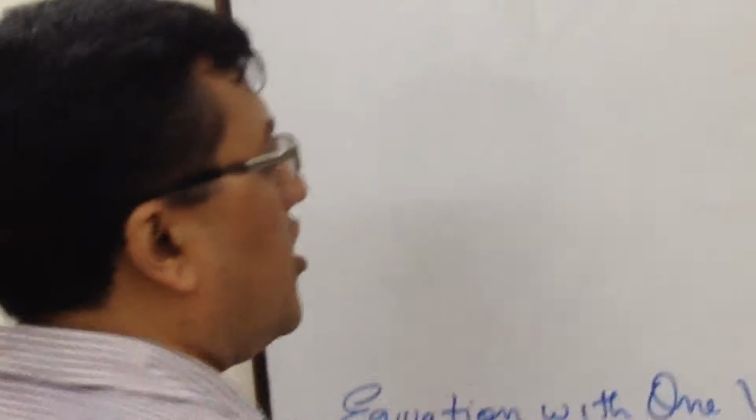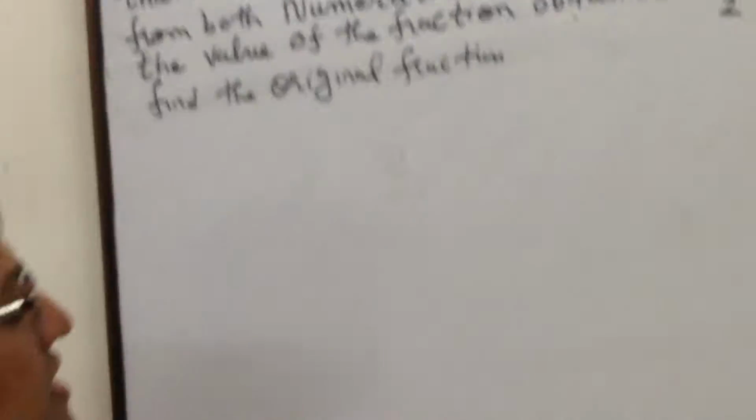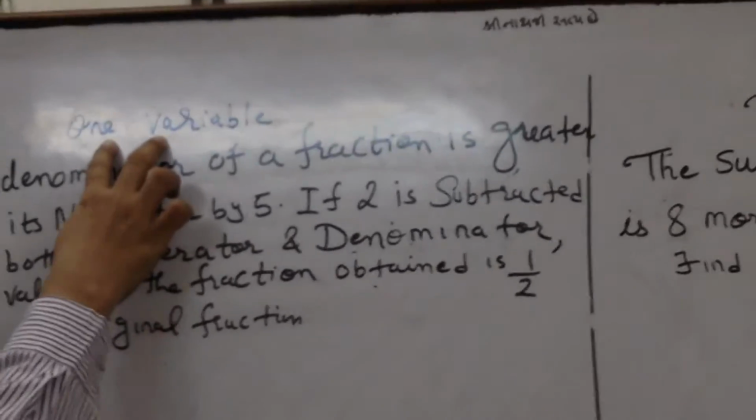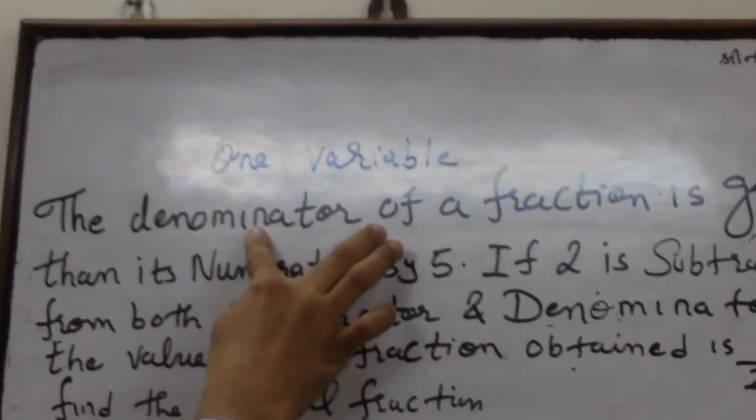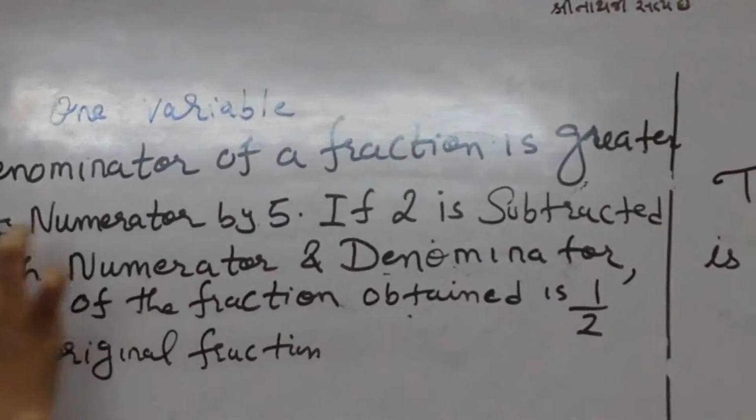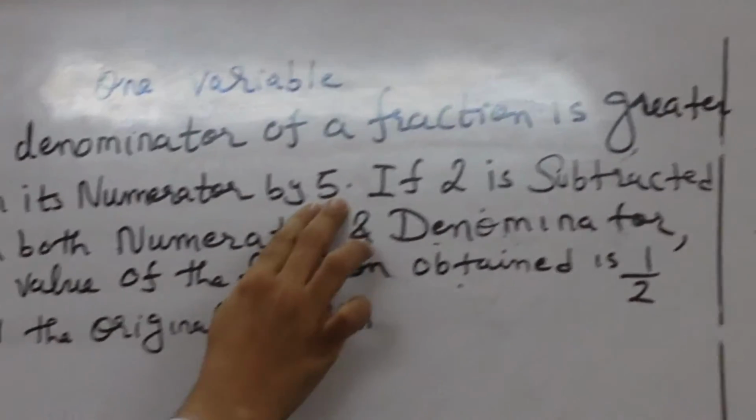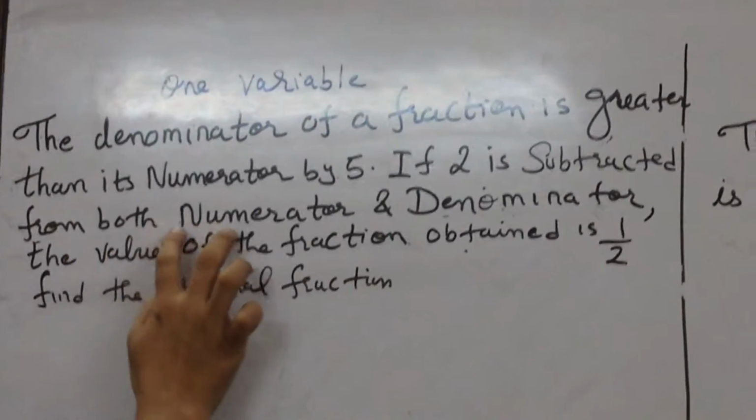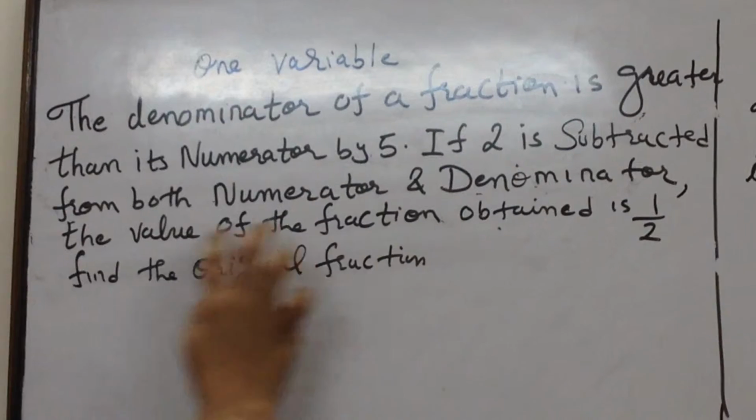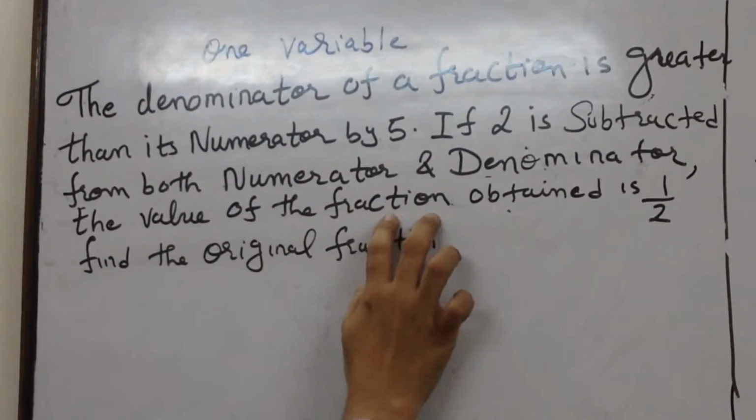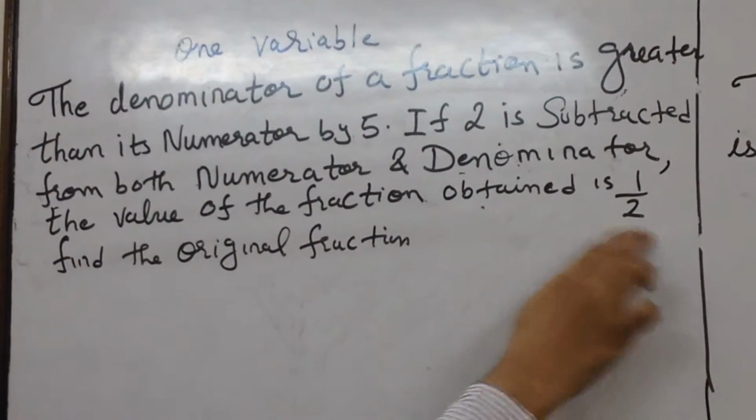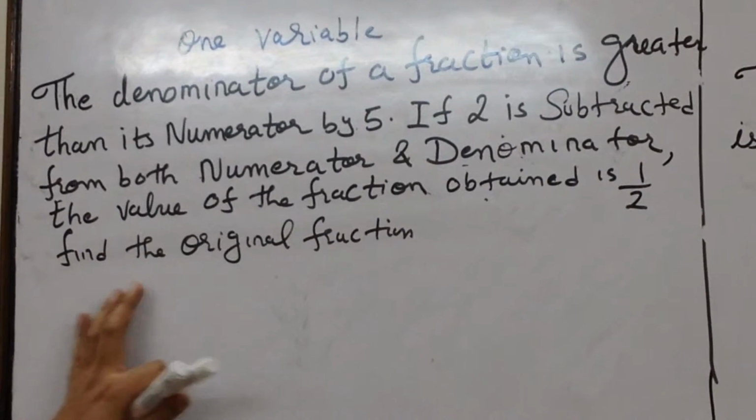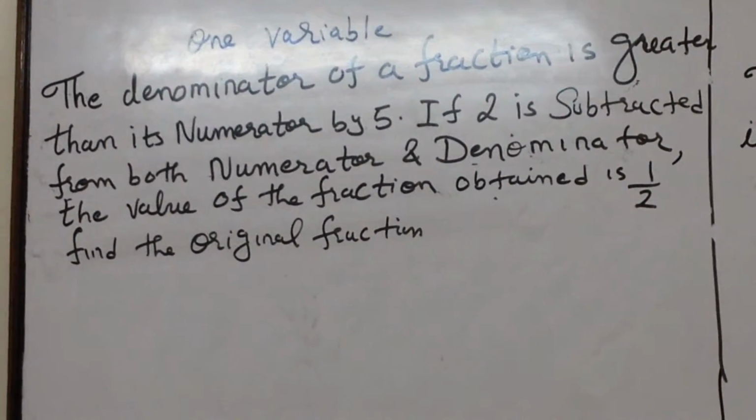Let's see what the sum is all about. Equation with one variable, the sum is, the denominator of a fraction is greater than its numerator by 5. If 2 is subtracted from both numerator and denominator, the value of the fraction obtained is half. I want to find out the original fraction.